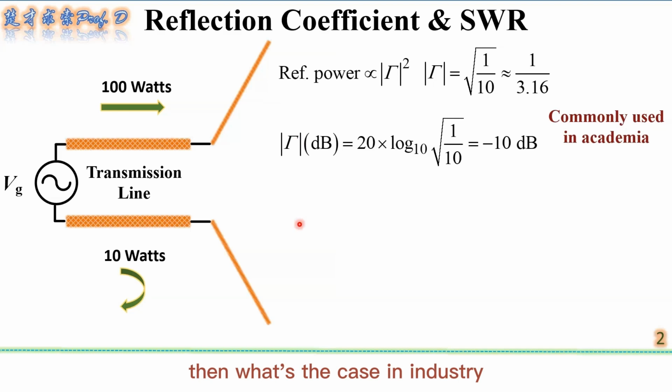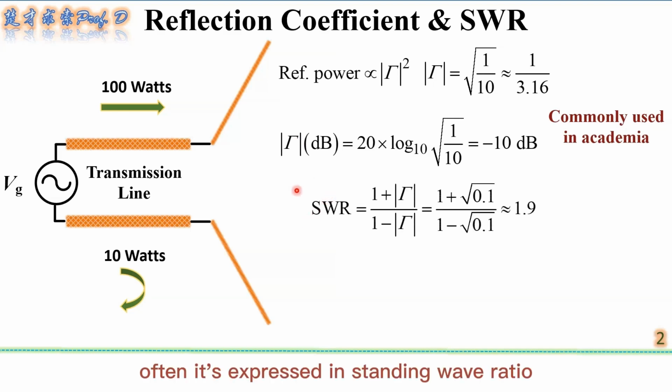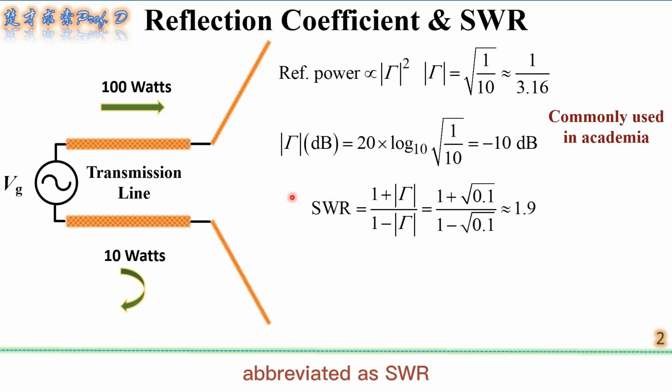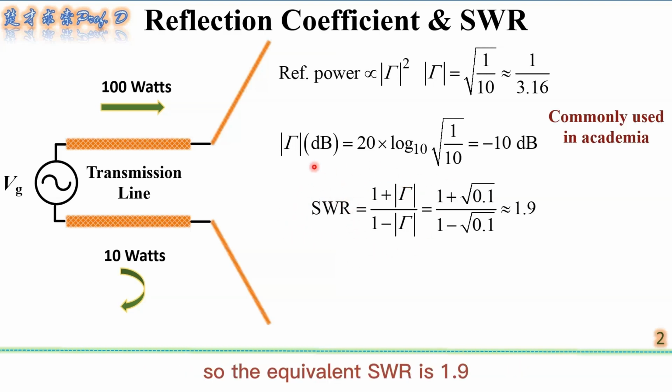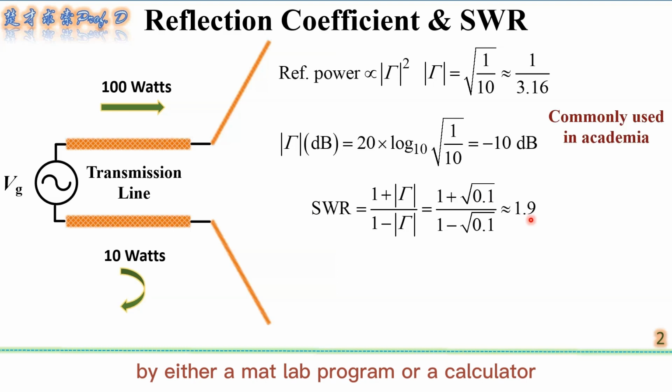Then, what's the case in industry? Often, it's expressed in standing wave ratio, abbreviated as SWR. And the relationship between SWR and the reflection coefficient is this equation. So the equivalent SWR is 1.9, which can be obtained by either a MATLAB program or a calculator.